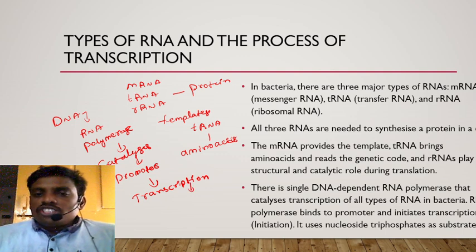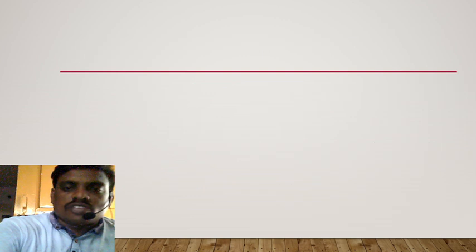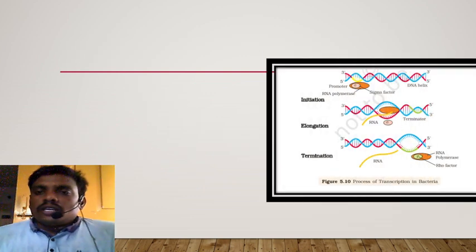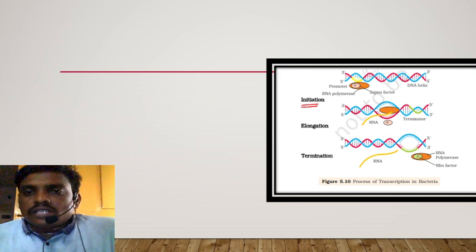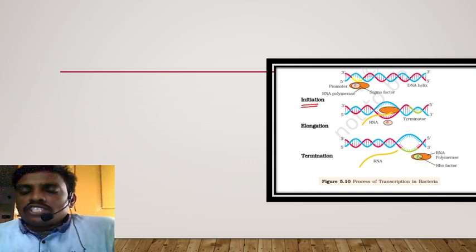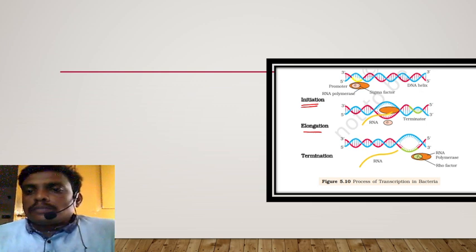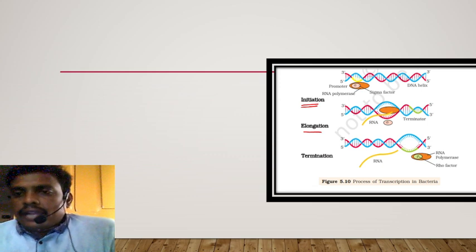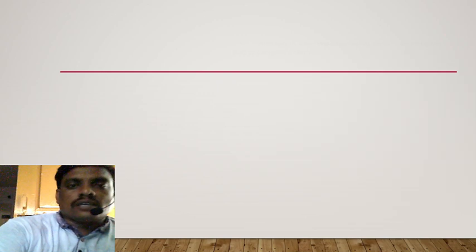Initiation uses nucleoside triphosphates as a substrate. Here you can see in the initiation process, RNA polymerase is fixed at the promoter region, starting the process. When initiation has started, you can see elongation of the genetic material, and after that the RNA polymerase and Rho factor both are terminated at the terminator end, and the transcription process is done in the bacteria.